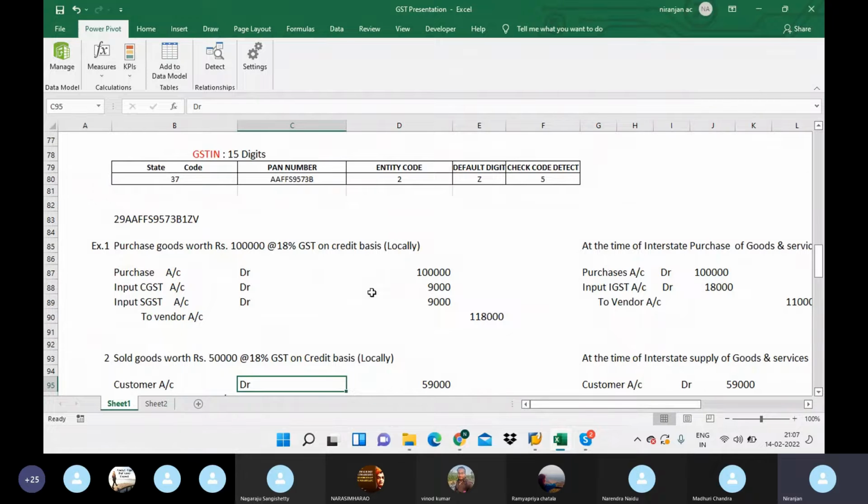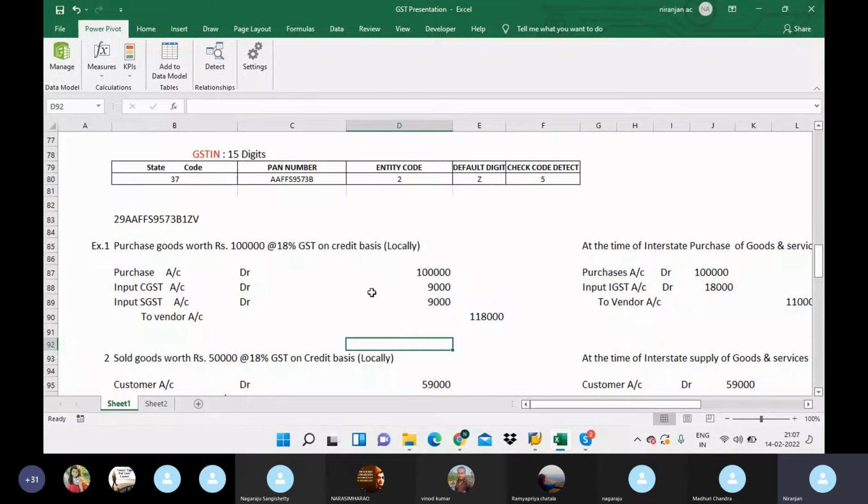And suppose at the time of purchase it is interstate, for example from Andhra to Telangana. At the time of purchasing goods and services from one state to another state, the entry will be: purchase account debit, input IGST account debit 18,000, and to vendor account 1,18,000. It will become an entry like that.